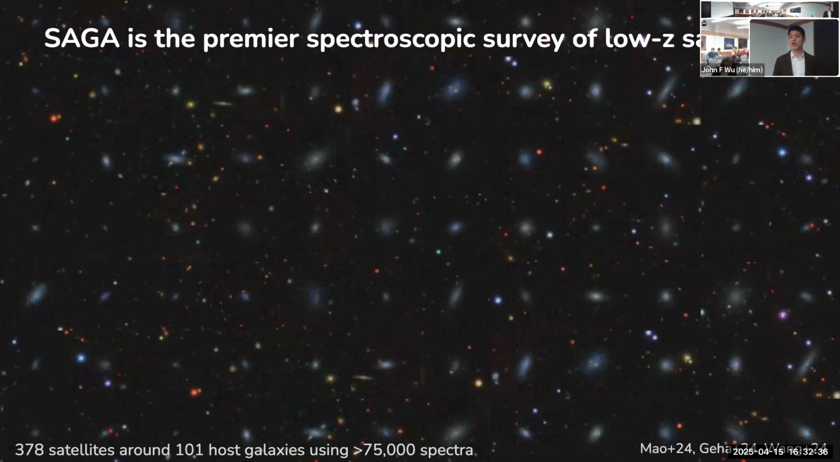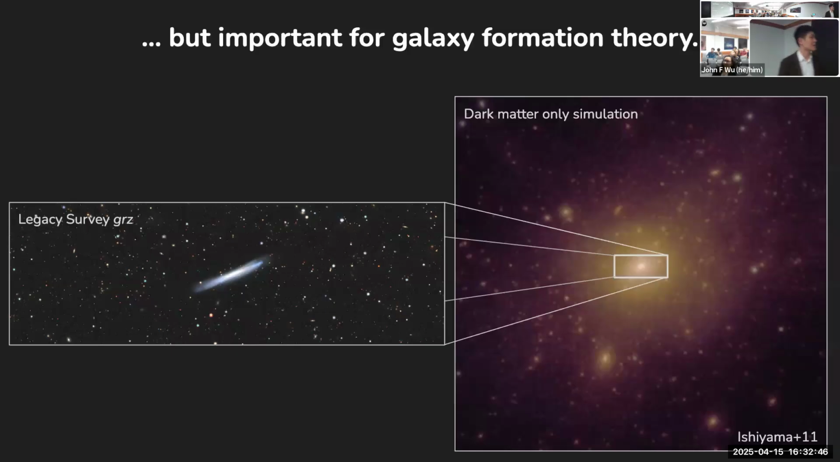SAGA is leading the charge on getting a sample of satellites around Milky Way analogs at about 25 to 40 megaparsecs. Their goal is to take a spectrum of every faint pinprick of light around each of these host galaxies. So here's your host galaxy, and out to the projected virial radius of this entire image, you look at every little pinprick of light that might be a dwarf galaxy and get a spectrum of it. If its redshift is consistent with that of the host, then maybe it's a satellite galaxy.